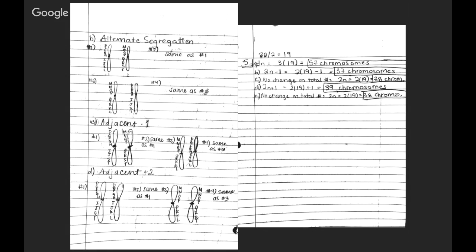And finally, part E, they want to know how many chromosomes there would be in a cat that has suffered a reciprocal translocation between chromosomes 6 and 9. And as with part C, a reciprocal translocation does not change the total number of chromosomes, only the composition of the chromosomes. So it would be diploid, 2n equals 2 times 19 equals 38 chromosomes.